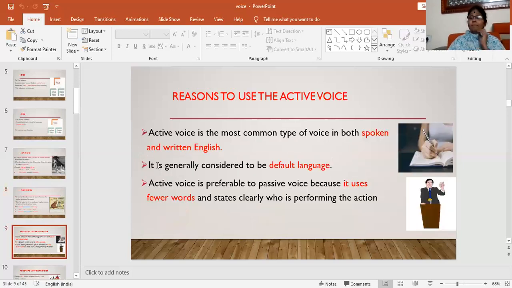Now, most of the time, we use active voice, whether it is in written language or in spoken language. Active voice is the most common type of voice, right? It is generally considered to be the default language. Now, why do we use active voice? Let us understand. Active voice is preferable to passive voice because it uses fewer words and states clearly who is performing the action, right? So it states very clearly who is performing the action.